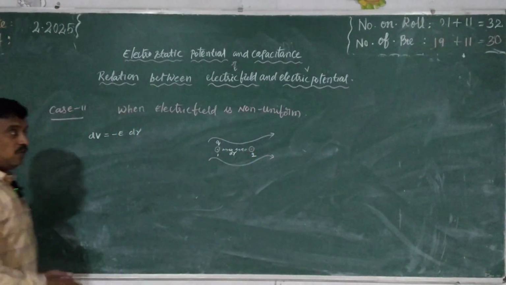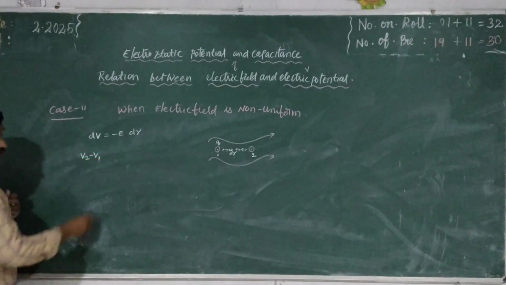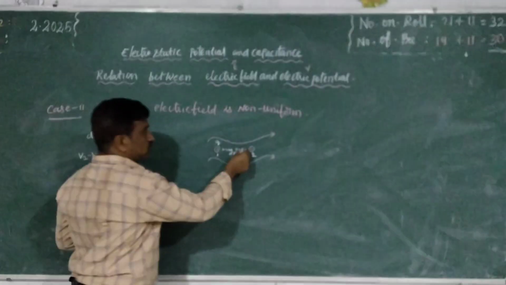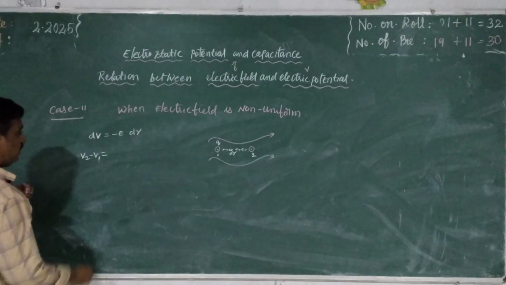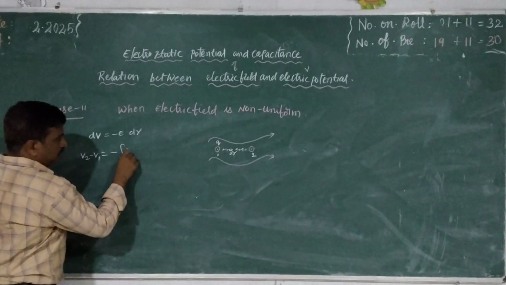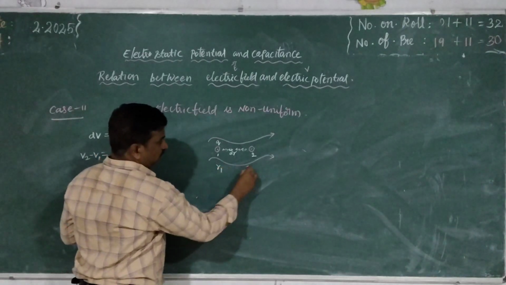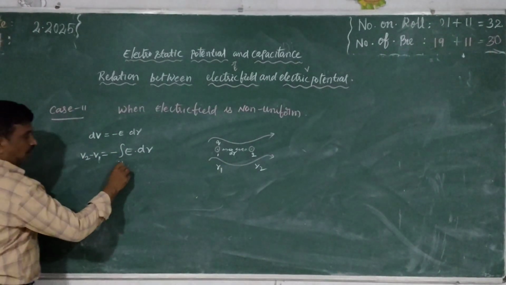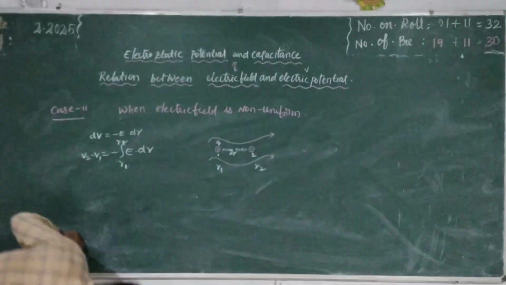So for that, V2 minus V1 is the total potential. What can we write now? We can take the integration, because now this potential, this potential, all the potentials we can add. We take the integral of E dot dr. This position vector is r1, this position vector is r2, so the limits are R1 to R2.